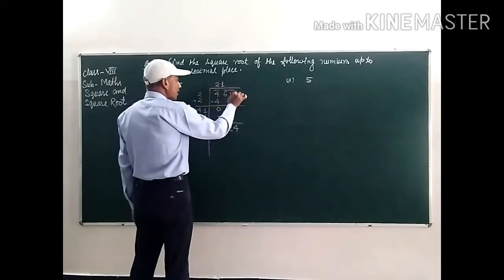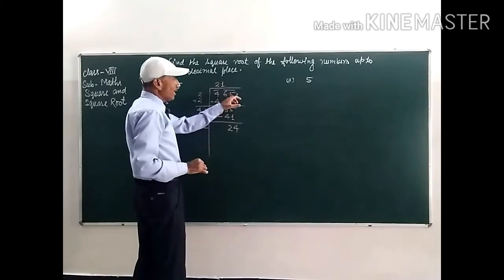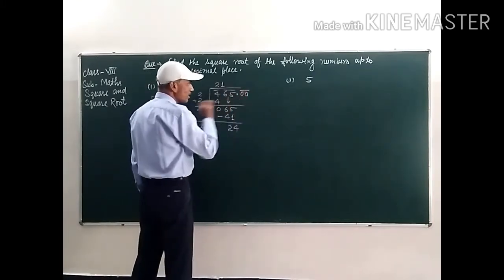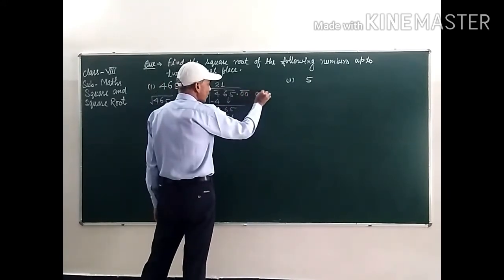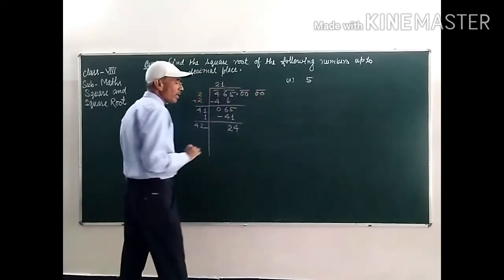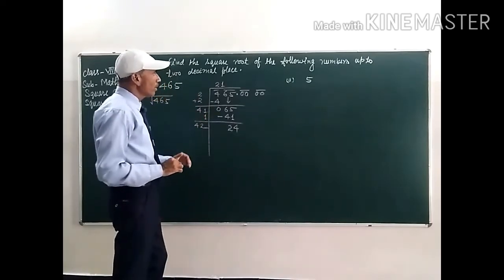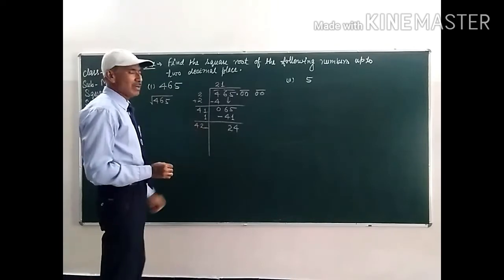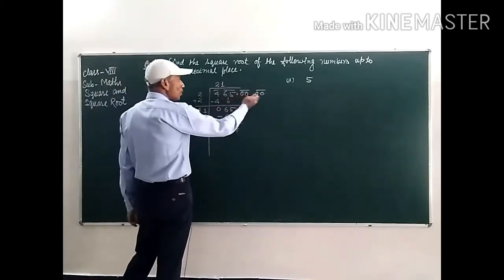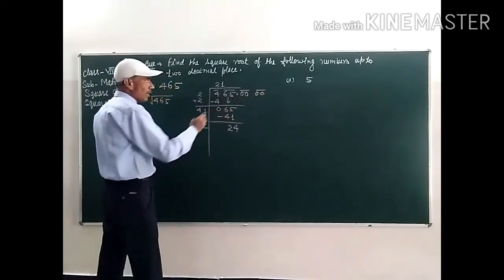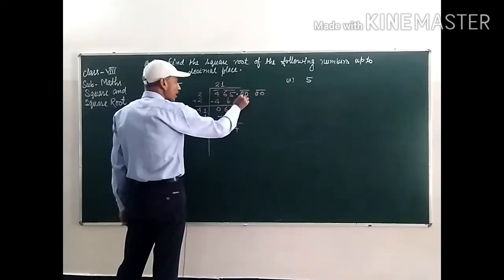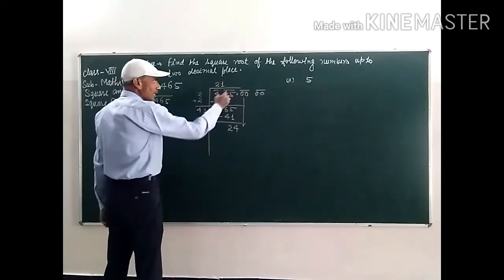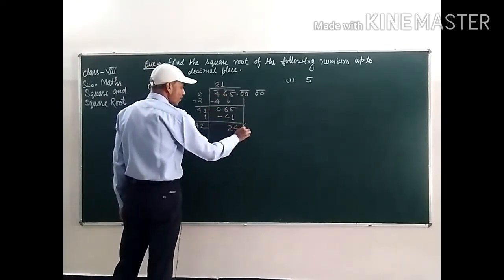Now students, put a decimal here, and write double zero, zeros in pairs, again zeros in pairs. You have to find the square root of this number up to 2 places of decimal. We have taken 2 pairs of zeros after the decimal. Now take below this number, this is the decimal number.